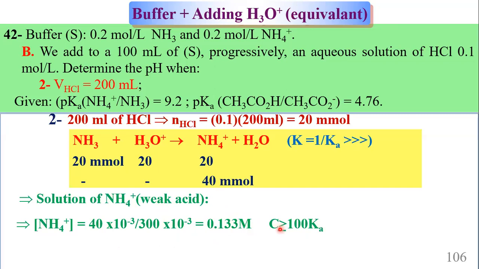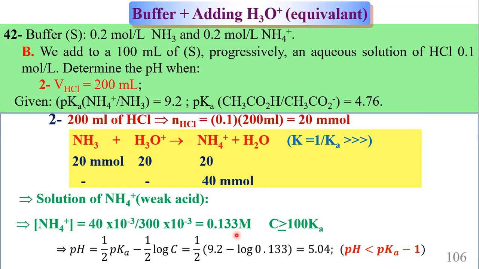Do you still remember how to do a weak acid pH calculation? Of course you do. You check if the concentration is greater than 100 Ka. Look, the Ka is 10 to the minus 9.2. So of course this concentration is greater than it. Then you choose the proper equation, which will be this: pH equals half pKa minus half log C. And you substitute in the pKa value, substitute in the concentration. I'm hoping that you get these concentrations correctly, and you get a pH.